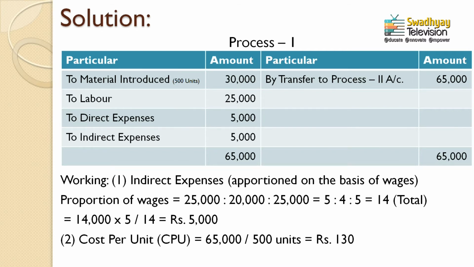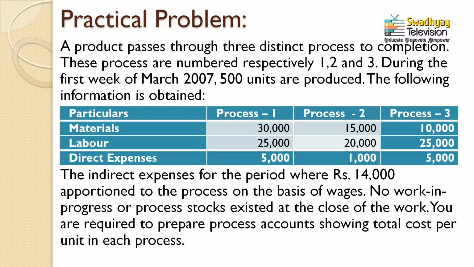Now, on the basis of the question, we just have to identify this information. We will take only the three elements of cost of process account 1. So, we need to concentrate only on this first process account information, and along with that we need to understand these 500 units also, which is very important, right. So, material cost is given as 30,000, labor cost is given as 25,000, and direct expense is given as 5,000.